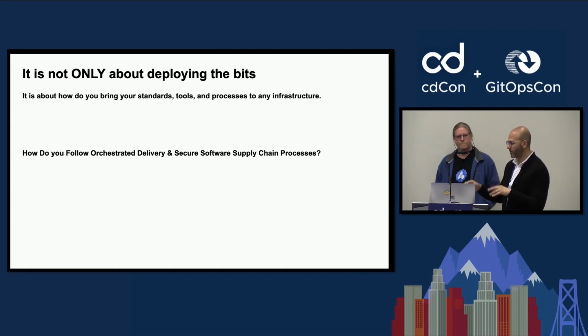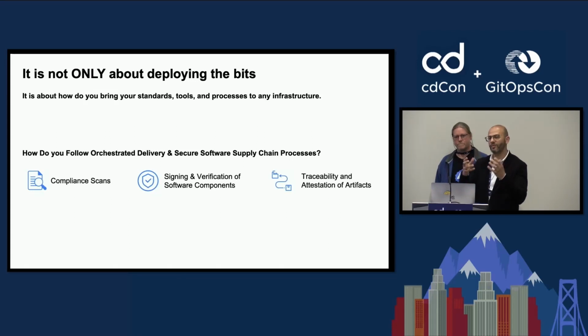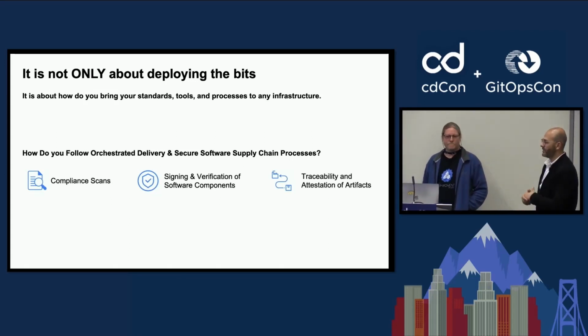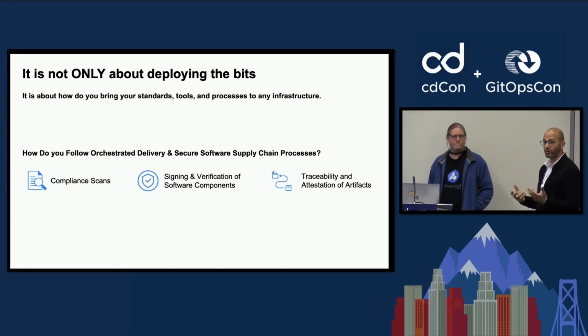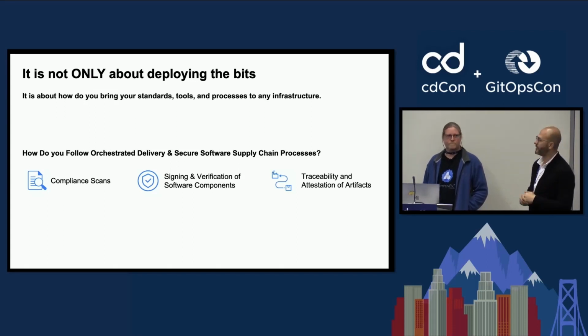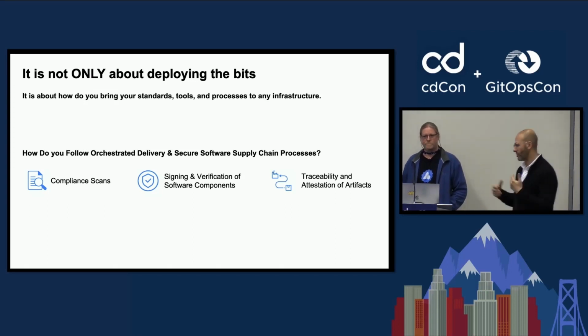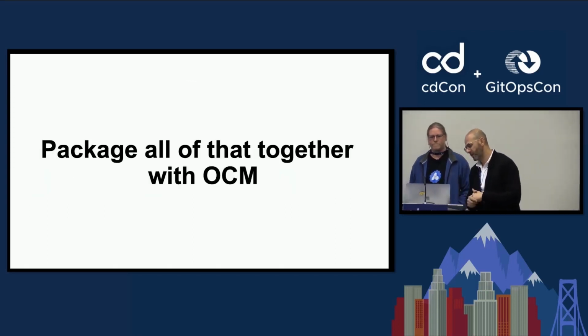And to do that, there are three main concepts that any team would have in mind. That has happened in SAP, and that is going to show us this today as well. How do you do compliance scans? How do you sign and verify your components or building blocks? And of course, how do you have proper traceability and attestation of your artifacts? These are just minimum requirements, I would say, to have your cloud-native application deployable or delivered anywhere.